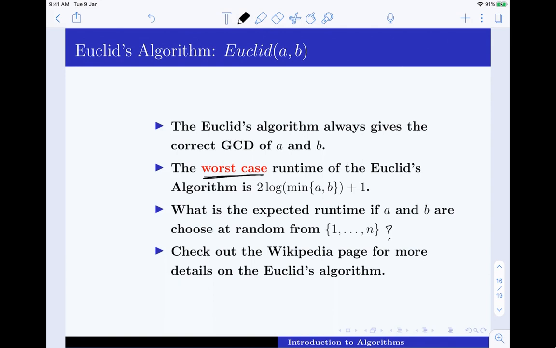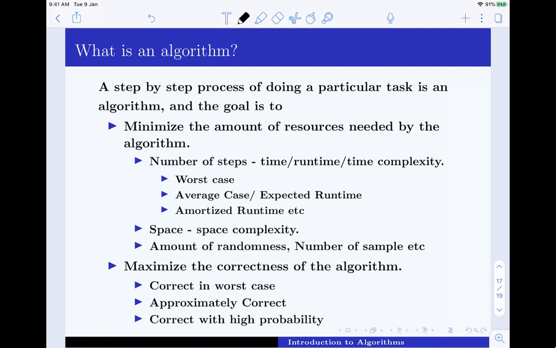If you want to study more on Euclid's algorithm, it has a very nice Wikipedia page. I encourage you to go and look at it. There is a lot more stuff that has been done there. But this Euclid algorithm gives us an idea about what algorithm structures and everything are all about.